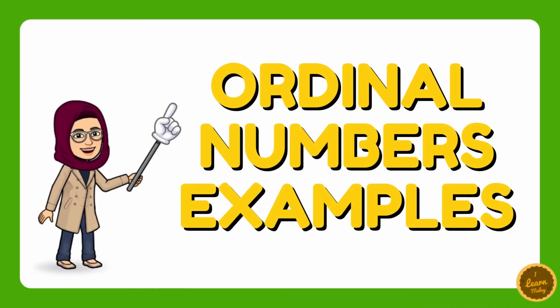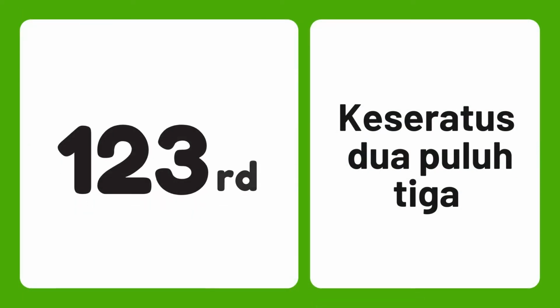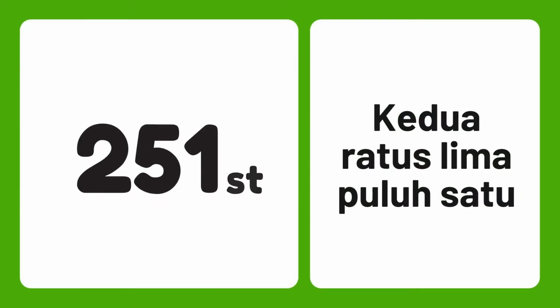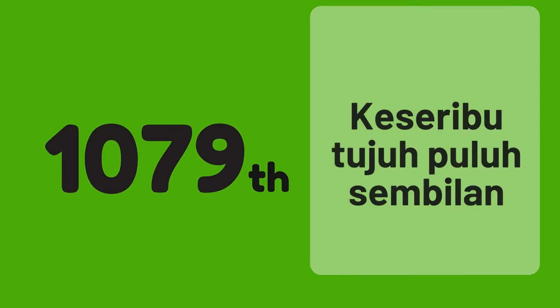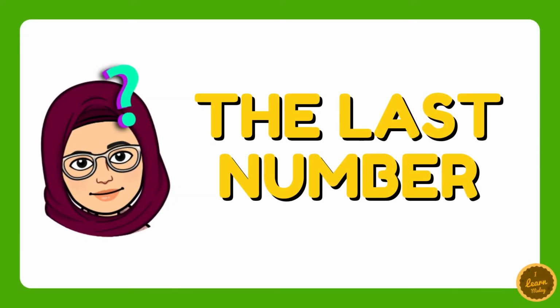Let's see some examples. 123rd, ke-123, ke-123. 251st, ke-251, ke-251. 1079th, ke-1079, ke-1079. What about the last in the order of the numbers?